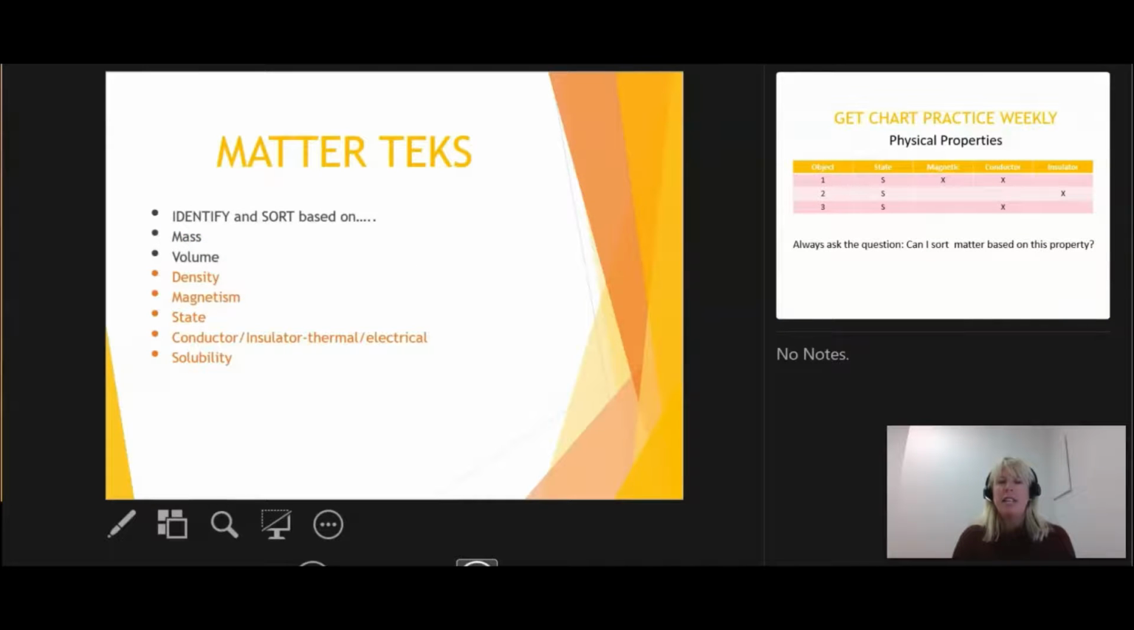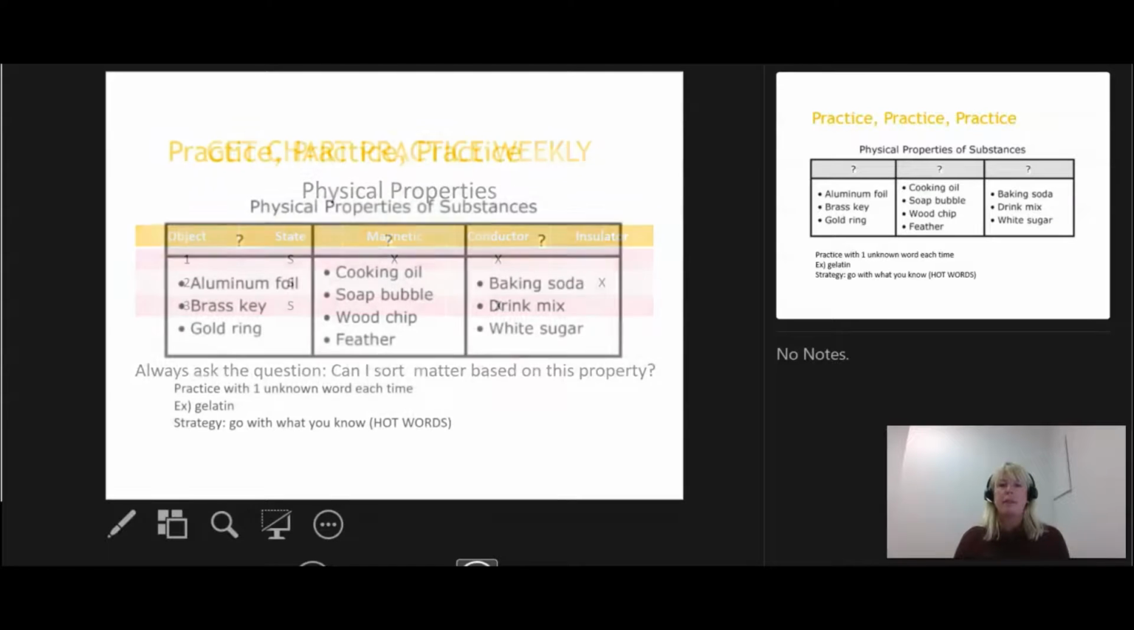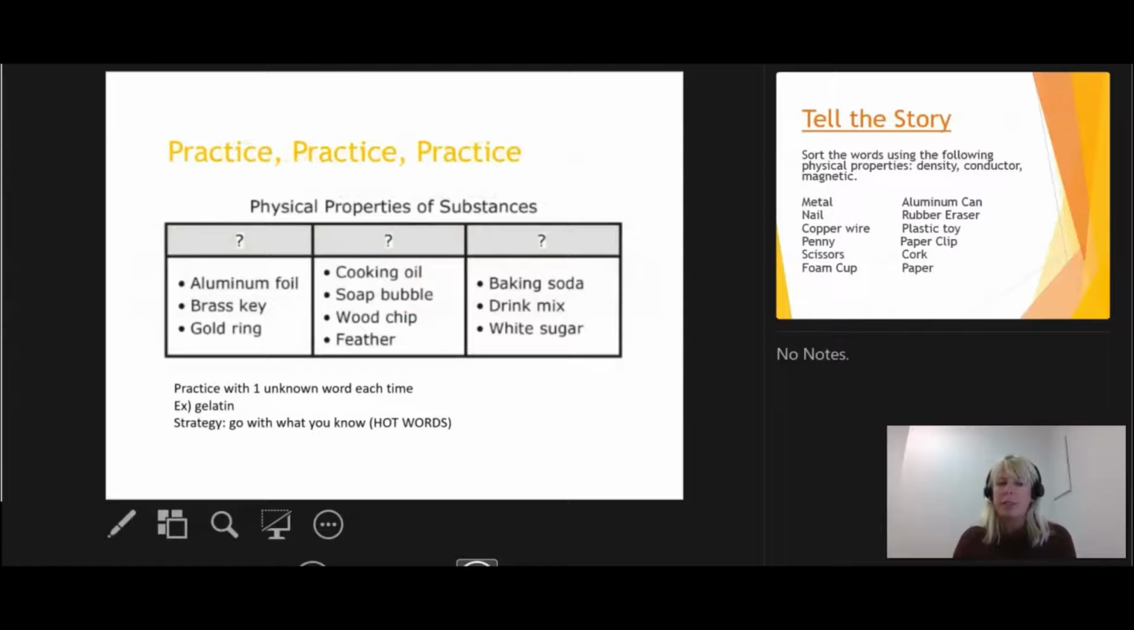The matter TEKS overly focus on identifying and sorting based on property, so spend the majority of your time working on density, magnetism, state, conductor, insulator, thermal and electrical, and solubility. Always ask your matter questions in a chart, and then ask the overall question: can I sort matter based on this property? Here's another key practice question.